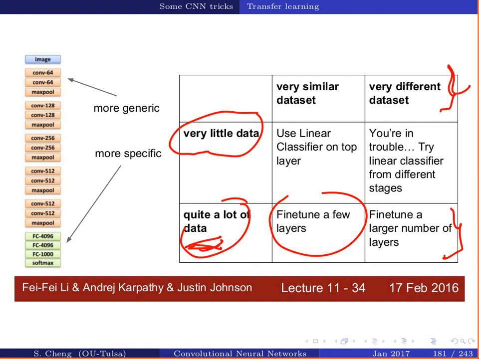And if you have a very different data set, for example you are doing medical data, apparently it will be quite different from what you see in natural images. Then you may get into a little bit of trouble, and you probably want to find some more data to do training.